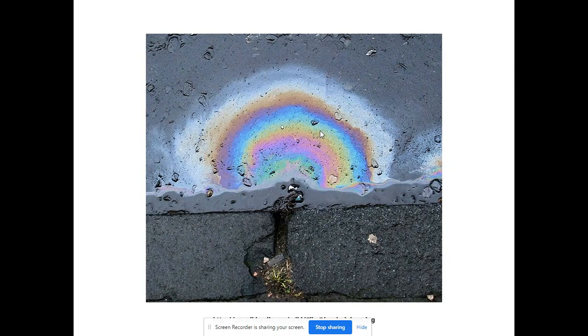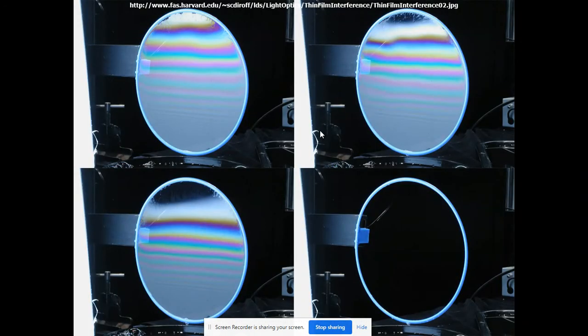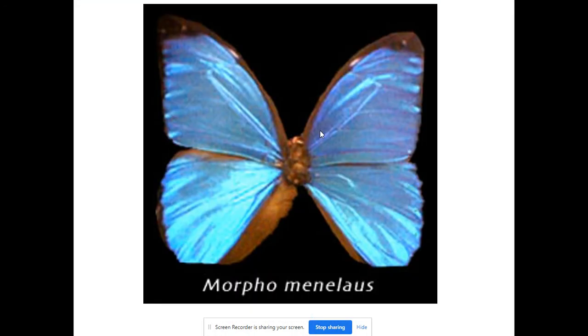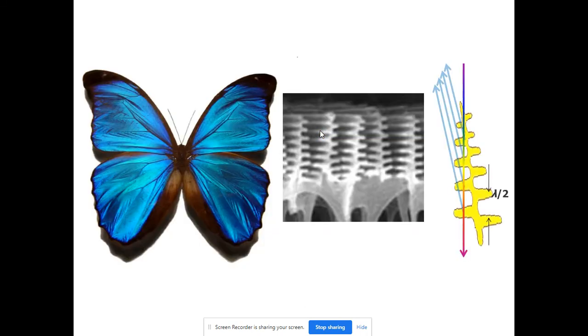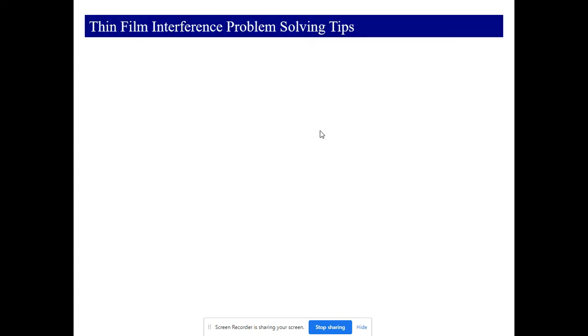There are some examples. This is oil on a liquid, which creates a film, and we can easily see the interference because of the variety of colors, destructive and constructive interference. This is again oil on a glass plate, and similarly on a butterfly. This is a very thin example of a thin film.